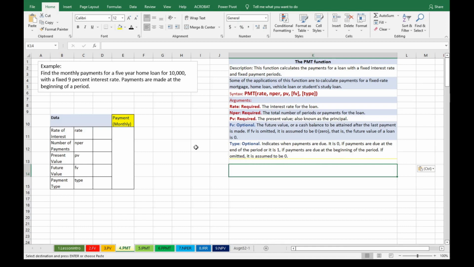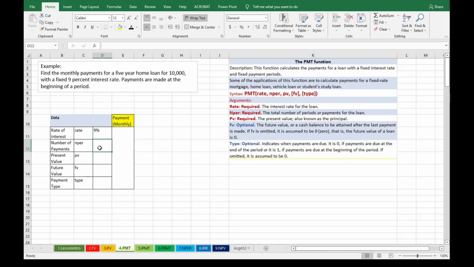Now let's see an example for this. So here we need to find the monthly payments for a 5-year home loan for 10,000 with a fixed 9% interest rate. Payments are made at the beginning of the period. Now remember, here we need to find the monthly payments. Okay, so the rate of interest is 9%.